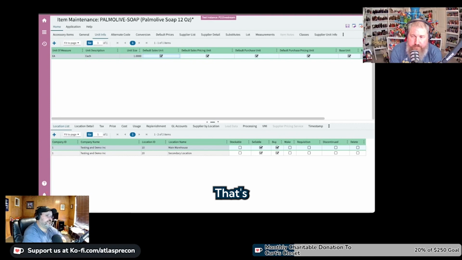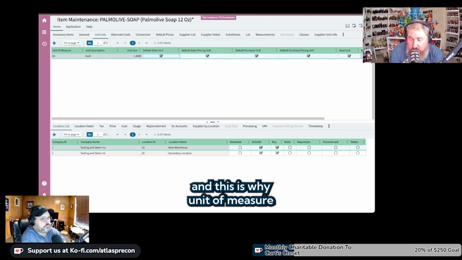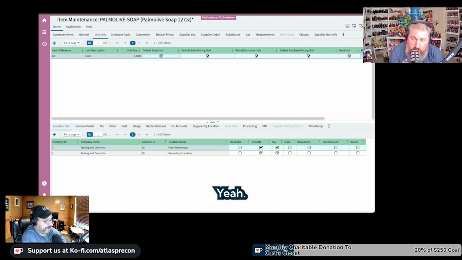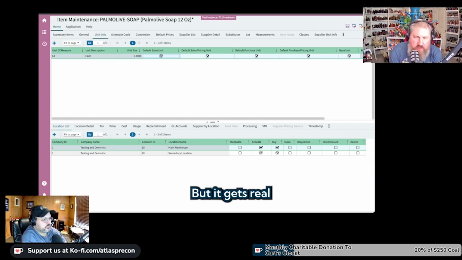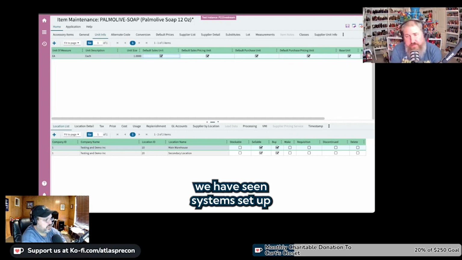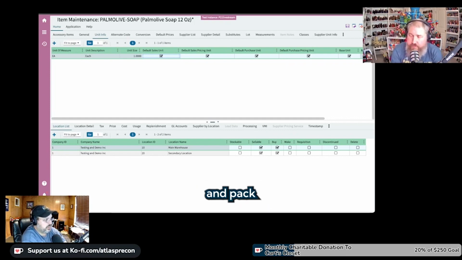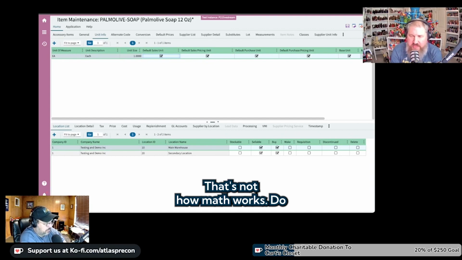That's it. And this is why unit of measure should not be a default in item maintenance. Yeah. Theoretically the unit size is what really matters. You always have to have one, but it gets real nasty real quick. We have seen systems set up where each case and pack all have a unit size of 1. It's like, that doesn't work. That's not how math works.